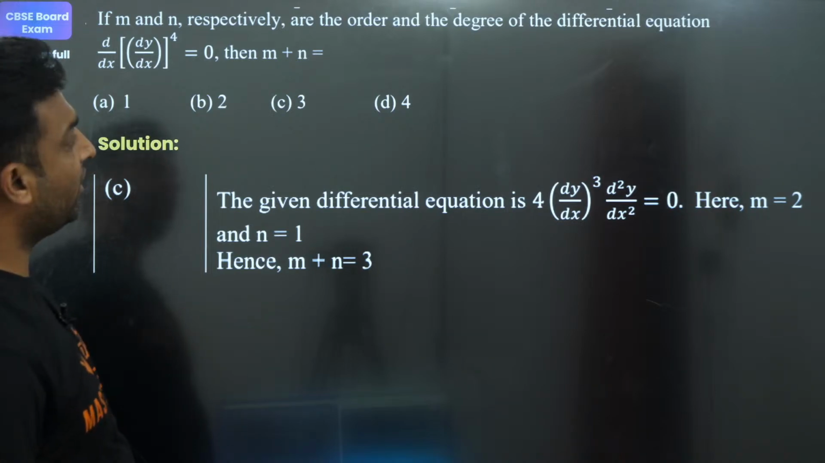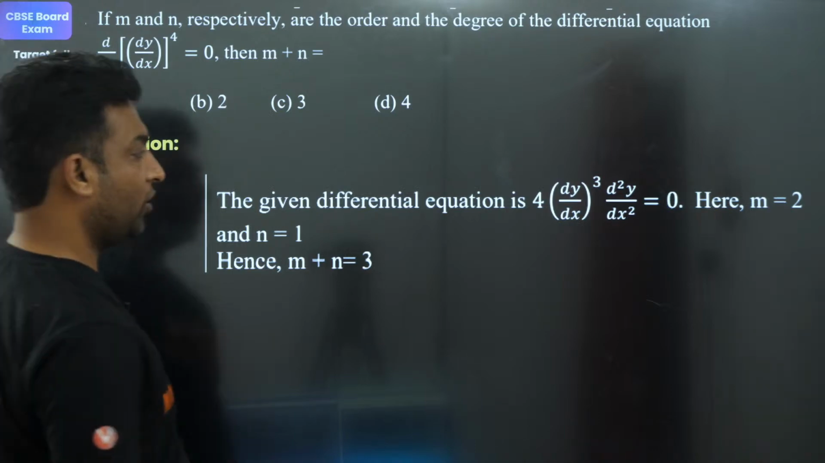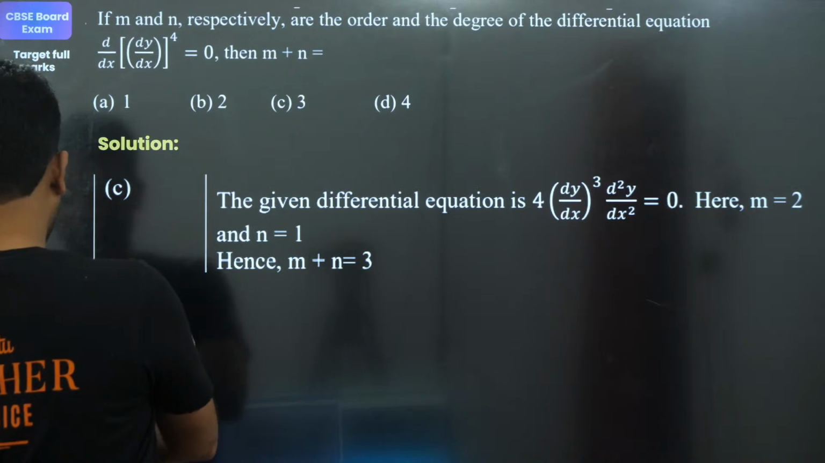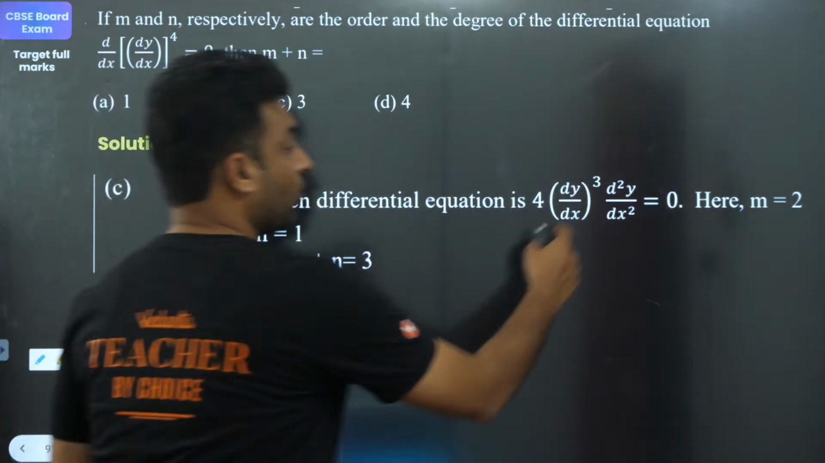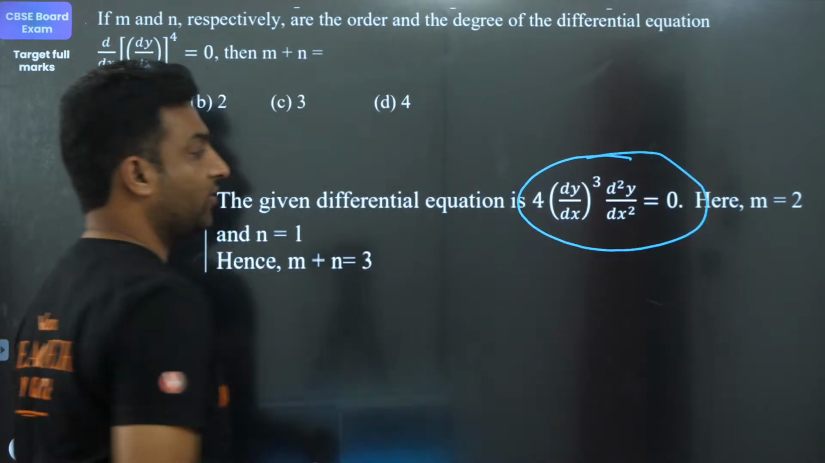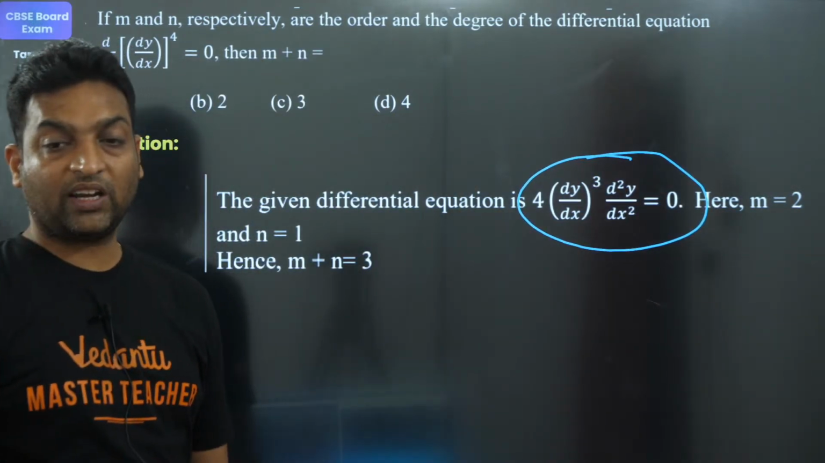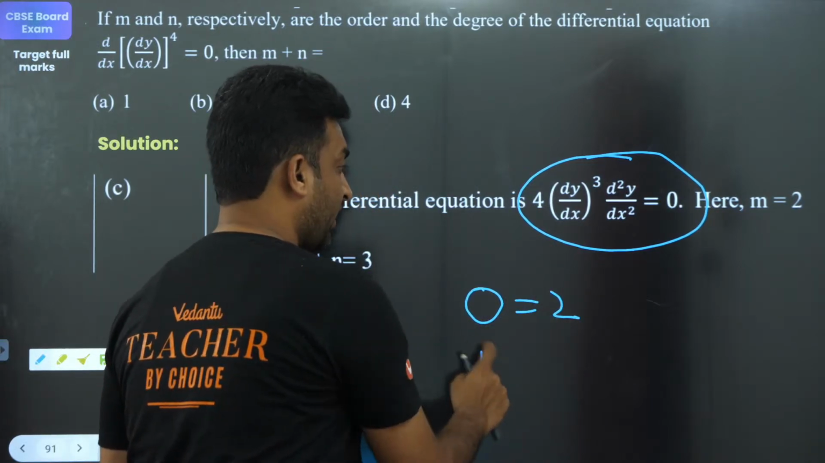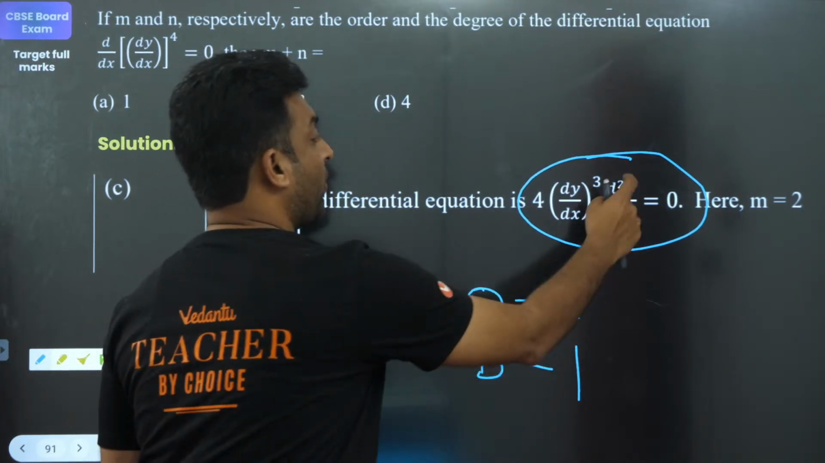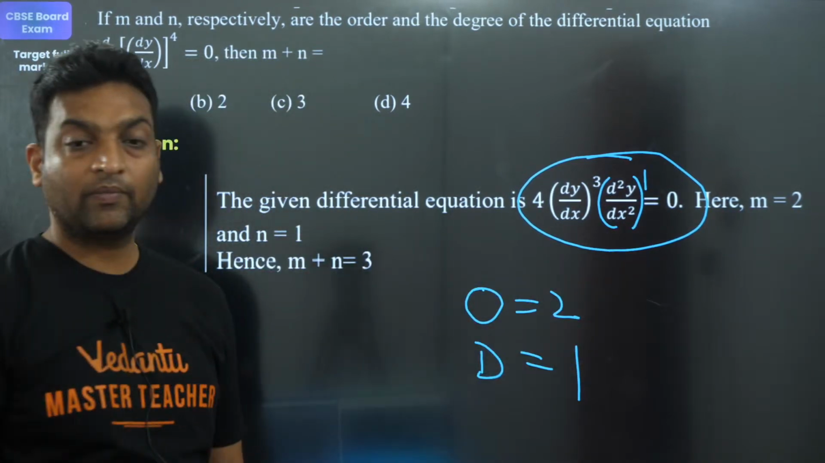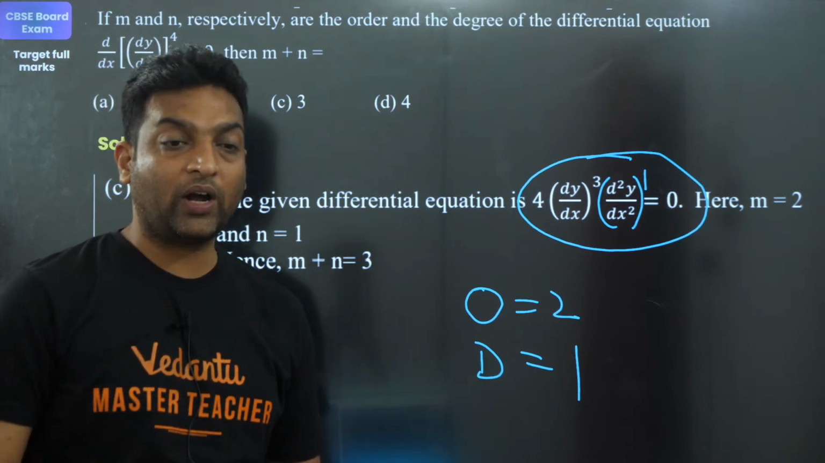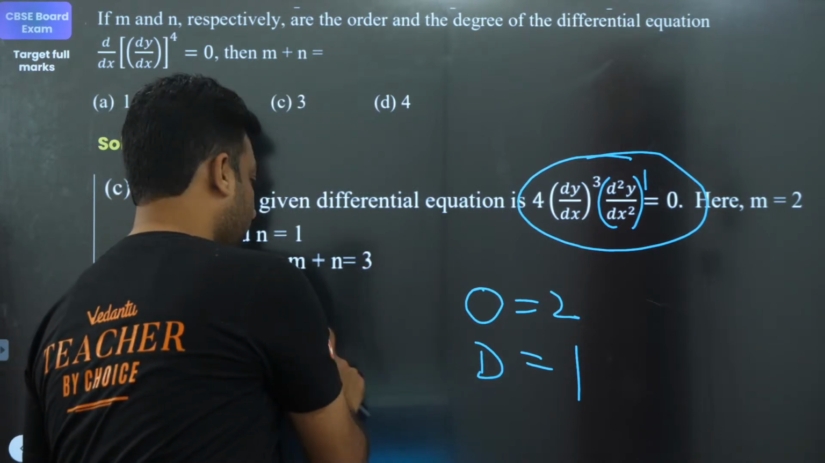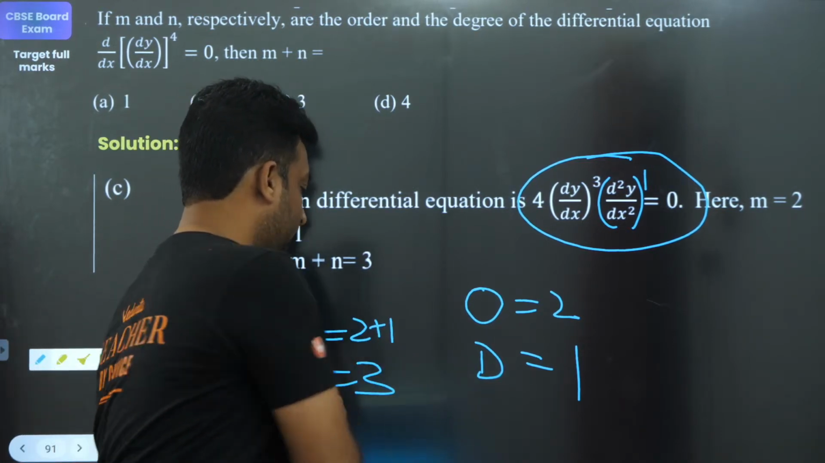The question is misprinted. This was the differential equation. We can clearly see the highest order of derivative occurring is 2 and the degree is 1. Why? The power of the highest order derivative is 1. Order is 2 and degree is 1. Hence, order plus degree is 2 plus 1, which is 3. Understood?